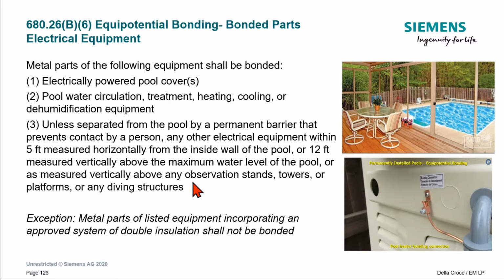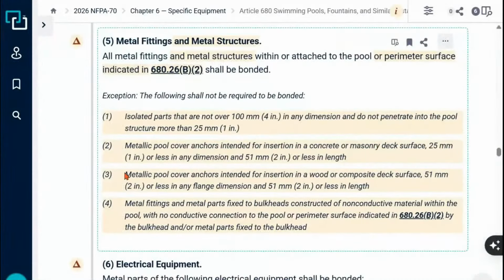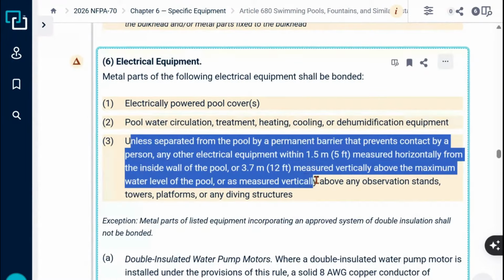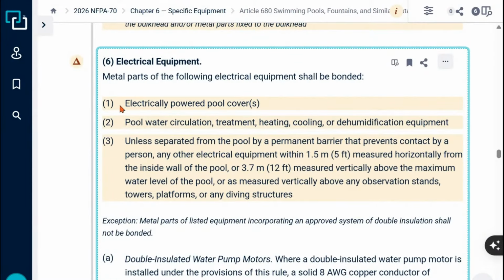So this would be, let's go to the code. I've got to see the code. Let's see the language. Okay. So again, before we get to the 5 feet, it's flat out saying electrically powered pool covers have to be equipotentially bonded. Number 2, pool water circulation, treatment, heating, cooling, and dehumidification equipment, regardless of where that pump motor or circulation is located. Right. Anything that's got to be water connected.